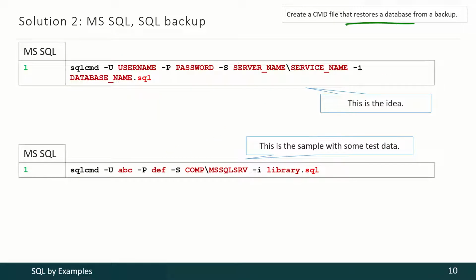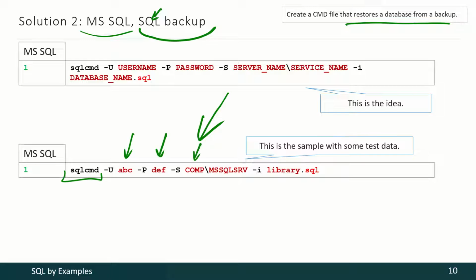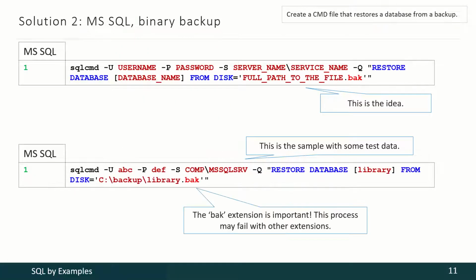To restore a database from a backup in Microsoft SQL Server, we may follow two approaches. The first approach is for a case when you have an SQL human readable backup. Then you only have to execute such a command. You have to call the SQLCMD utility and tell it to work with such a username, such a password, on such a computer and with such a service name. And then you only have to specify the input file and place the name of your backup file here.